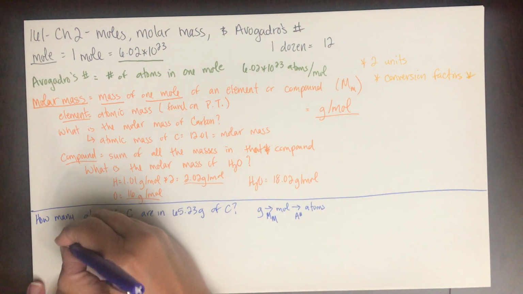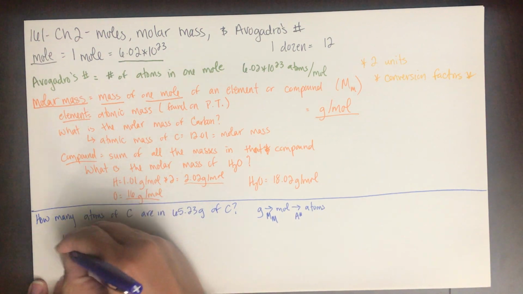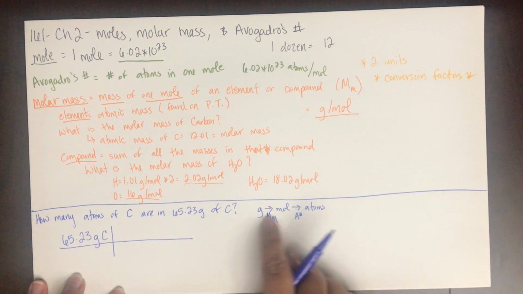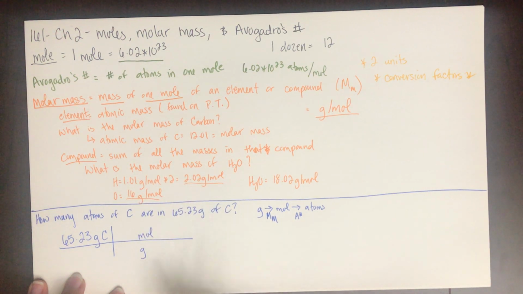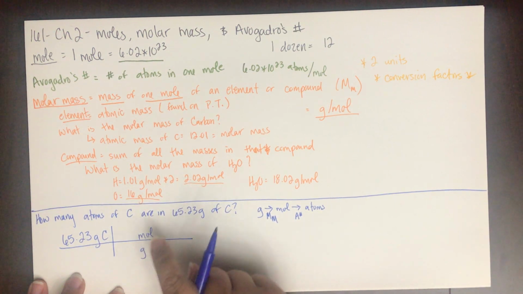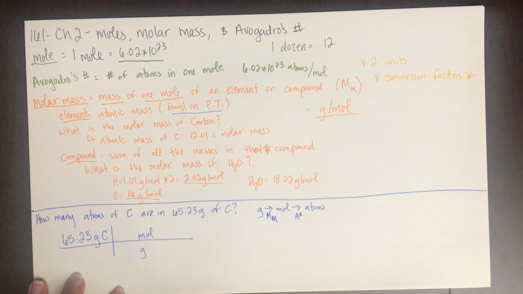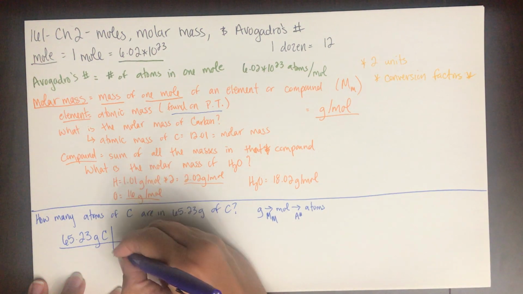So I'm going to say 65.23 grams of carbon. And I want to cancel out grams first. I want to go between grams and moles. So I want grams on the bottom and I want moles on the top. So where do I get the molar mass? Well, you get the molar mass from the periodic table. So you're going to look at the periodic table. You're going to find carbon. Carbon is number 6, and it has an atomic mass of about 12.01, and that is grams per mole.